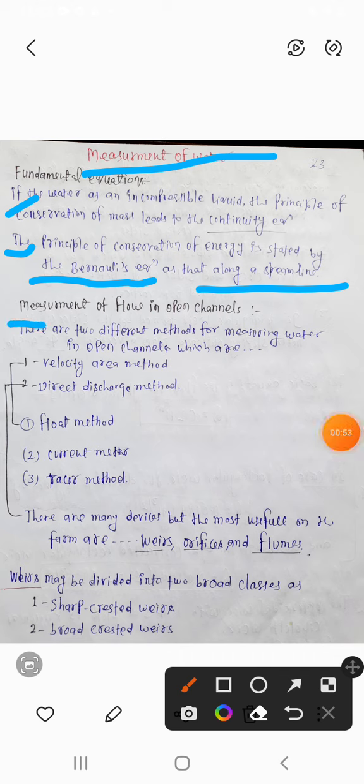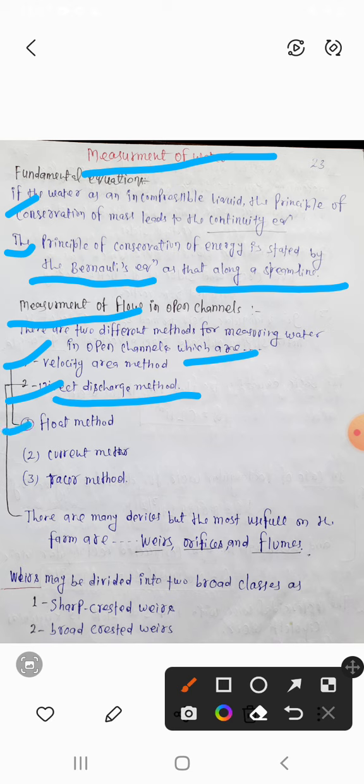Now come to measurement of flow in open channel. Today we will discuss only measurement of flow in open channel. There are two different methods of measuring water in open channel: first is velocity area method, second is direct discharge method. In velocity area method, first is float method, second is current meter, and third is tracer method. Now come to the second, direct discharge method.